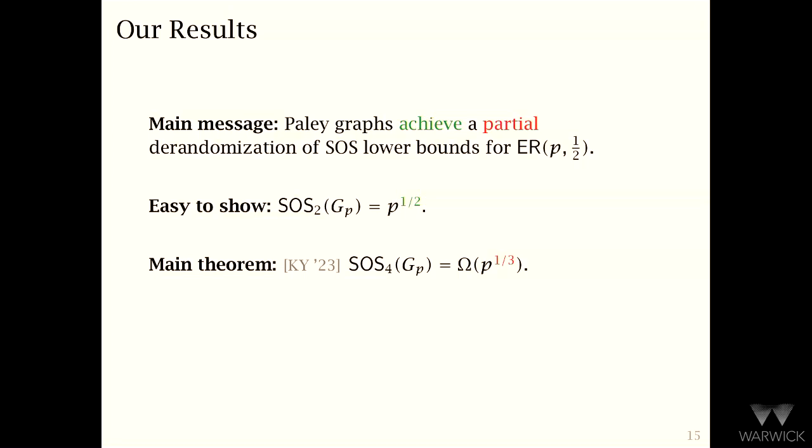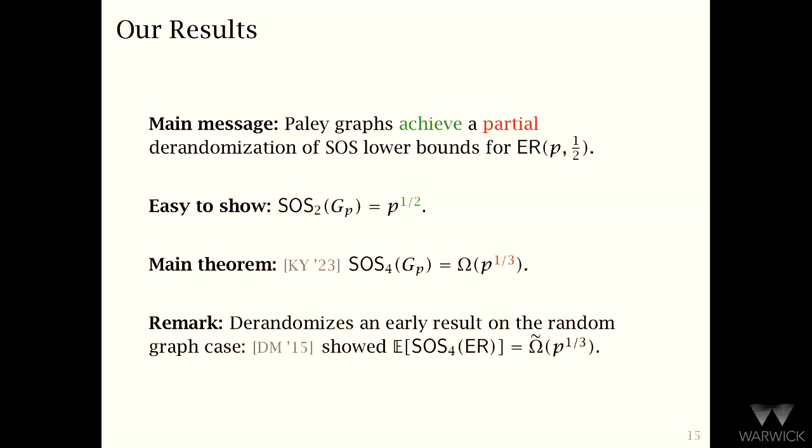What we can show is that for the next relaxation, the first non-trivial one, the degree 4 relaxation, the value is of order cube root p. Right? So smaller, but still separated quite a lot from log p or polylog p, which we think is the true value. And so this fits into how the work on random graphs went, where an early result, which was later found to be suboptimal in some technical ways, showed this p to the 1/3 lower bound for this same degree 4 relaxation.